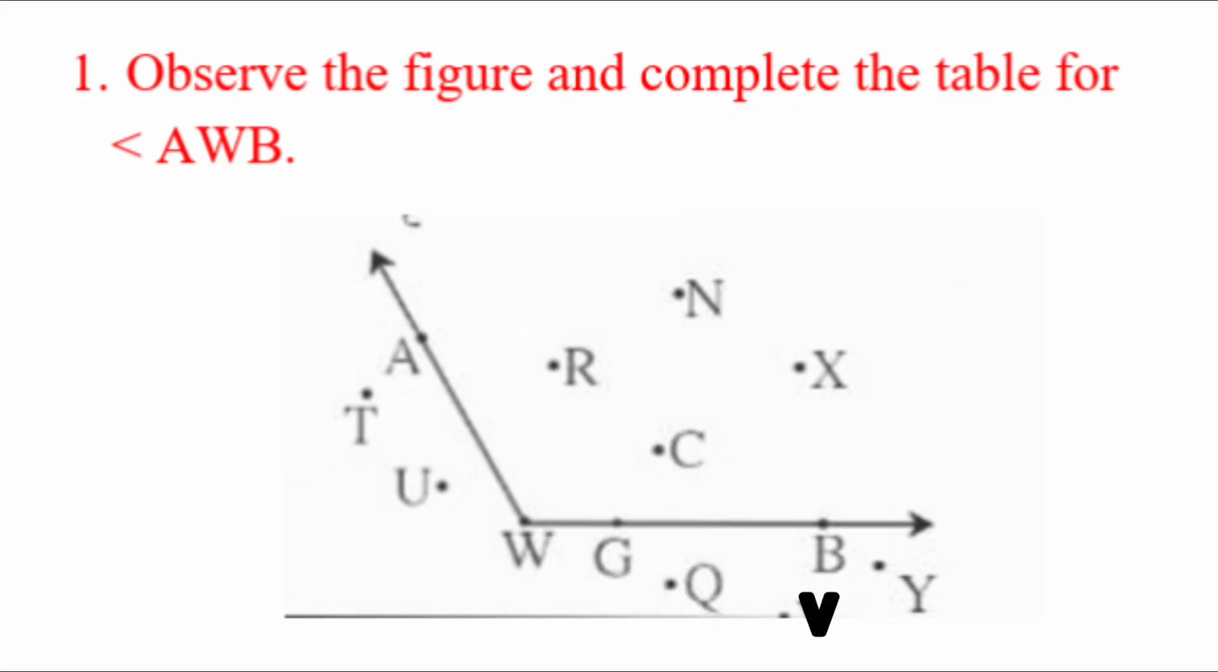Question number 1. Observe the figure and complete the table for angle AWB. The figure in which we can see the angle AWB and some points are given. Some points are present at the interior part of this angle AWB, some are on the outside and some are on the angle itself. So let us differentiate them.